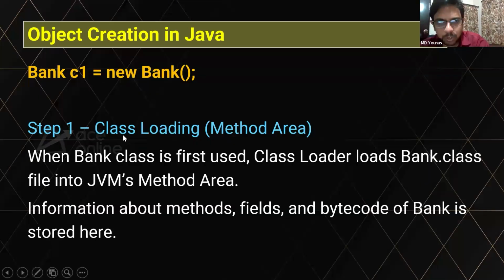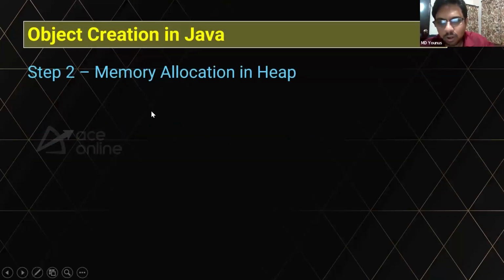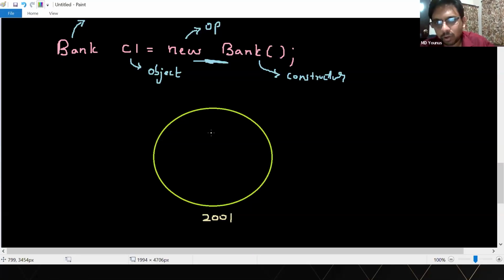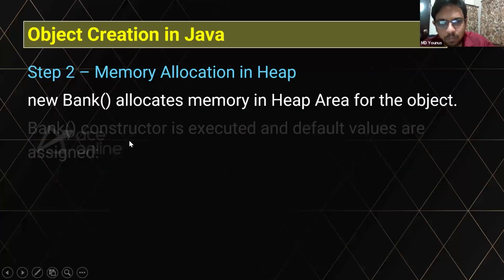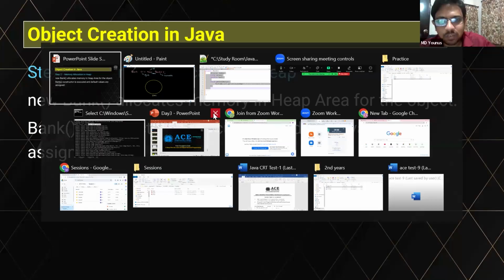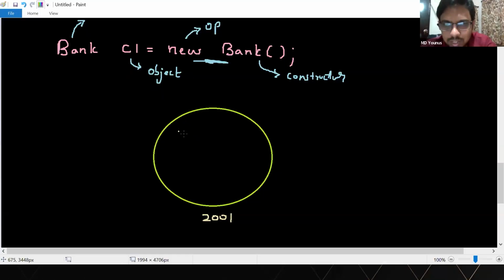Now, as I told you, step number 2 will allocate the memory. Once the memory is allocated, the Bank constructor is executed and default values will be assigned. So what are the fields inside the Bank class, guys? We have fields like name, account number, and balance.